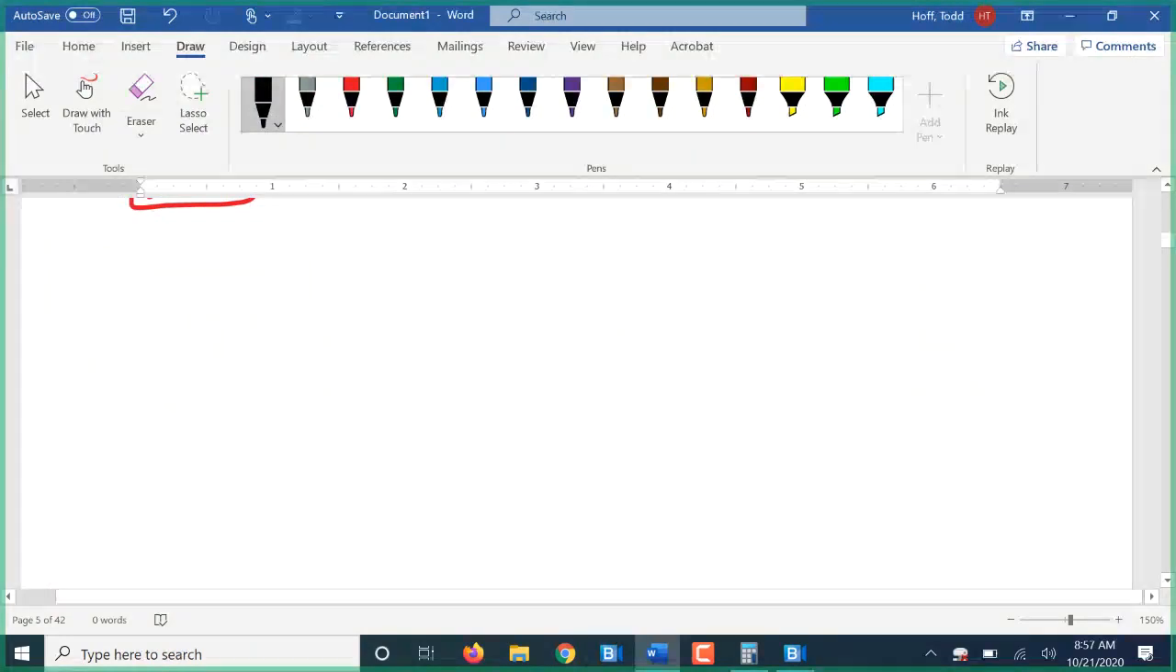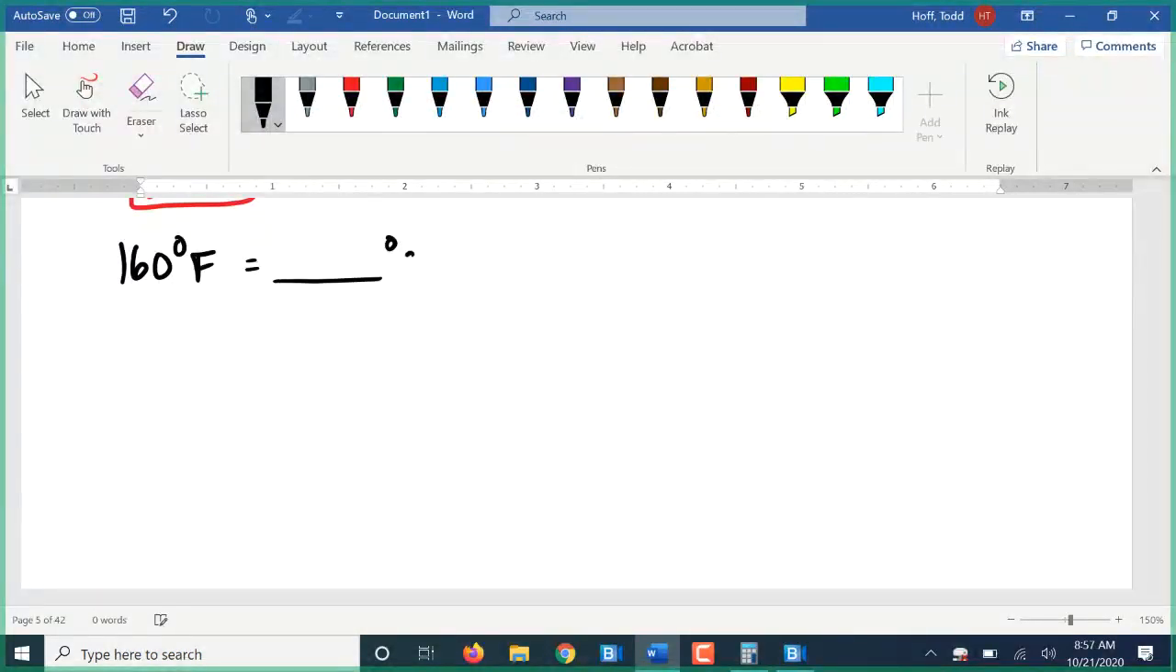So now let's take a look at some other conversions. Let's say that we have a car engine that's running at 160 degrees Fahrenheit. Let's convert that into degrees Celsius. We are going from Fahrenheit into Celsius, so we need the formula. We're trying to find the degrees Celsius, so we need the formula that has C equals so that we can convert it into degrees Celsius.